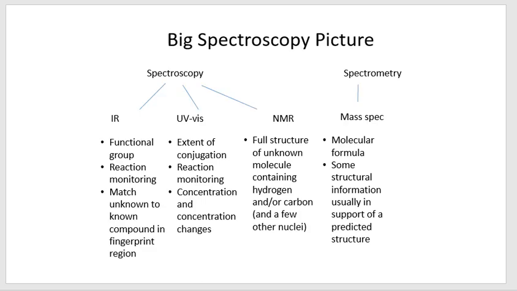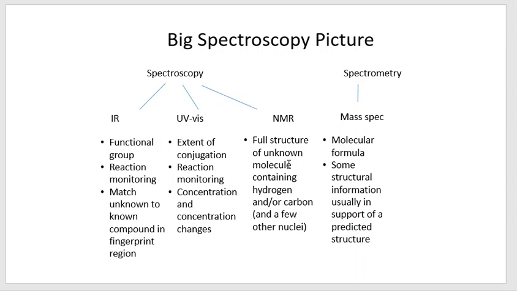Spectroscopy is the measurement of a light spectrum, and we use it for a variety of different purposes. We're starting with IR, where we use it to determine the functional group that is in a molecule, but we can also use it for reaction monitoring or to match unknown compounds to known compounds.